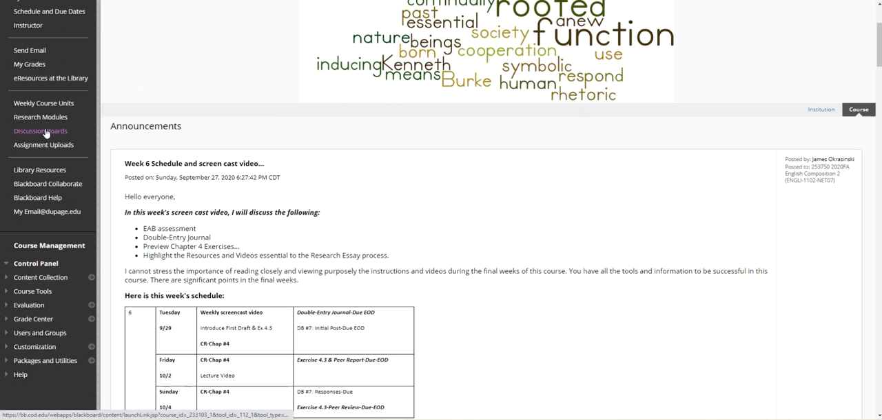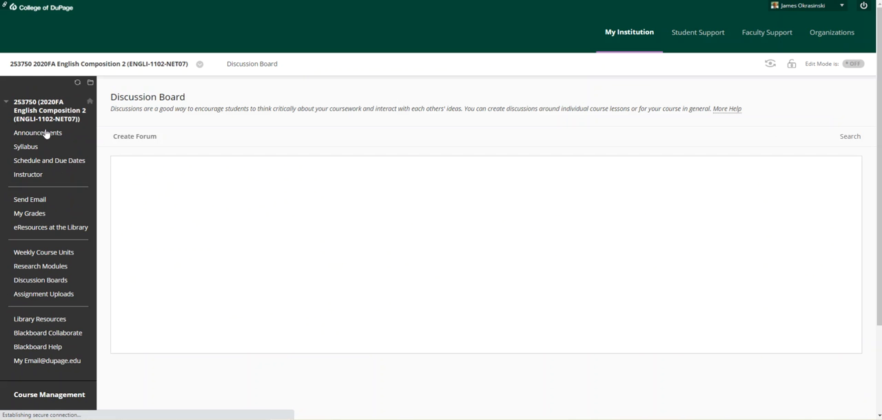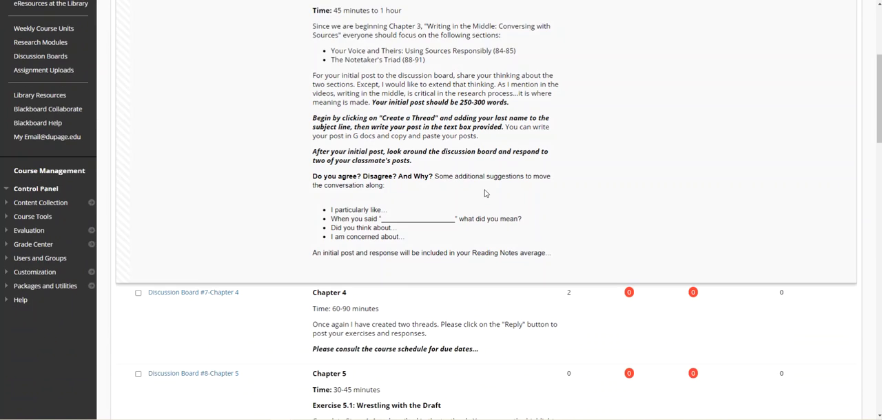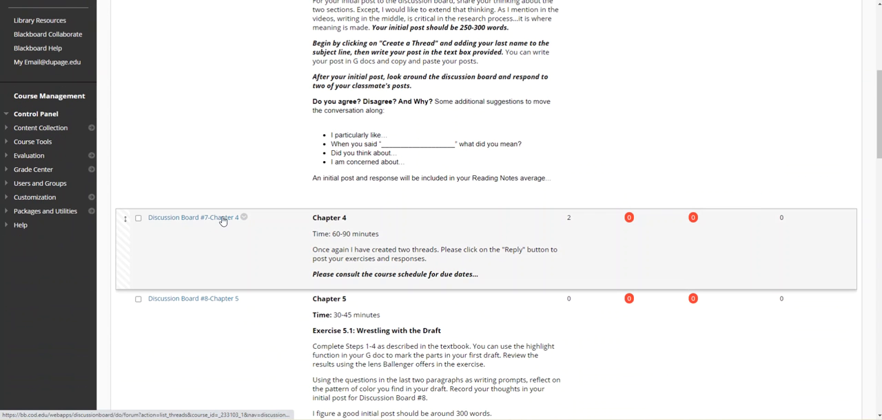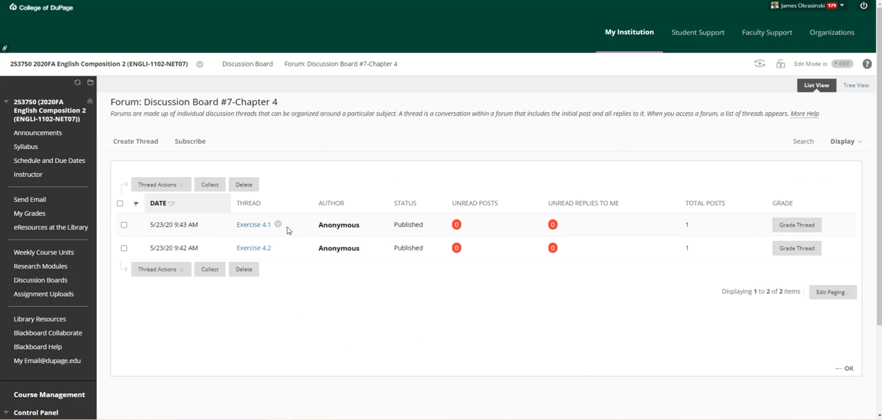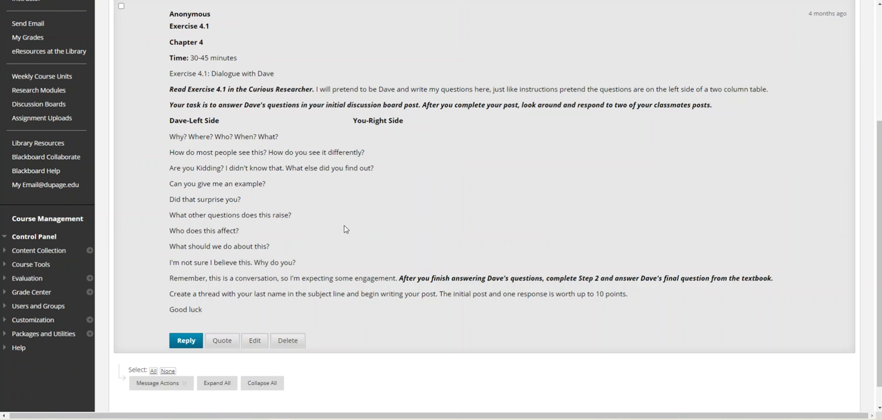Let's get to the discussion boards first. All right, so this week you have discussion board number 7. This is all about chapter 4. If I click on that, once again, like the previous discussion boards, I have created two threads. So please look at the instructions in exercise 4.1, which I believe, yes, is Dialogue with Dave.